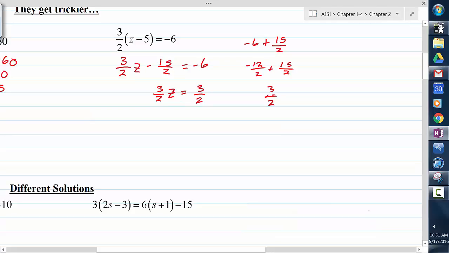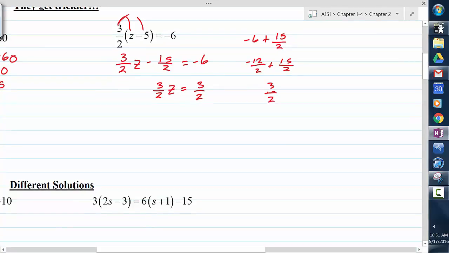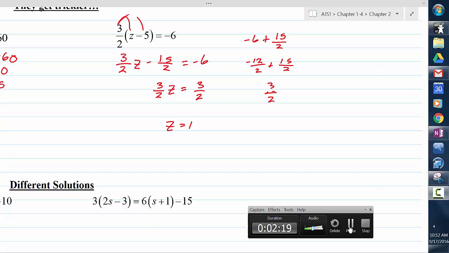Okay, I'll unpause right here just to show you that I distributed the 3 over 2 to both those terms. I get 3 over 2 z minus 15 over 2 equals negative 6, right? So then if I add 15 over 2 to both sides, I get 3 over 2 z is equal to 3 over 2. And all that means is that z is equal to 1. Now you could go about it that way, or there's another way that you can go about this as well.